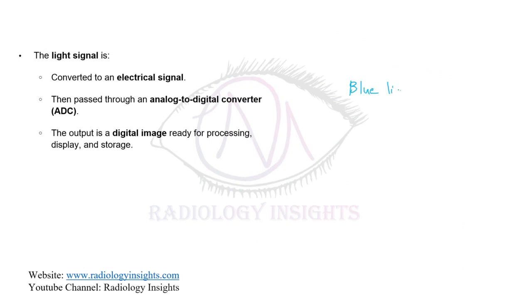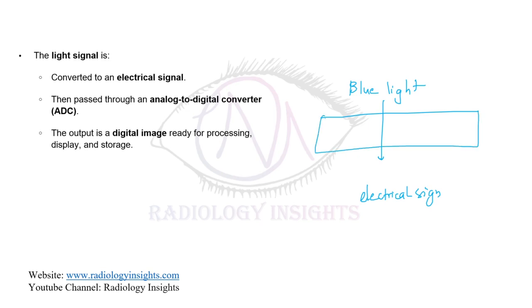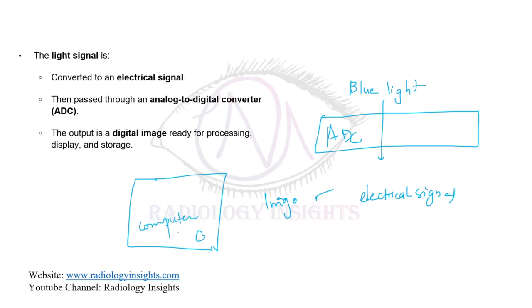Now this blue light is converted to the electrical signal by a machine called analog to digital converter. Okay, so these electrical signals are converted to, and are seen as, an image on the computer.